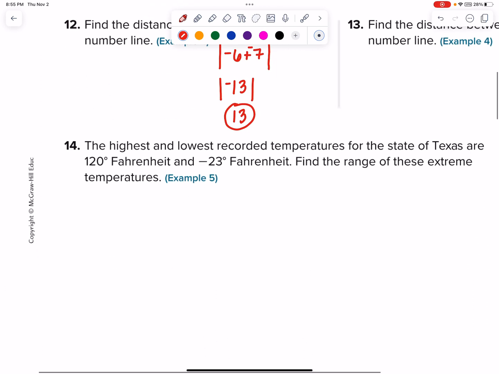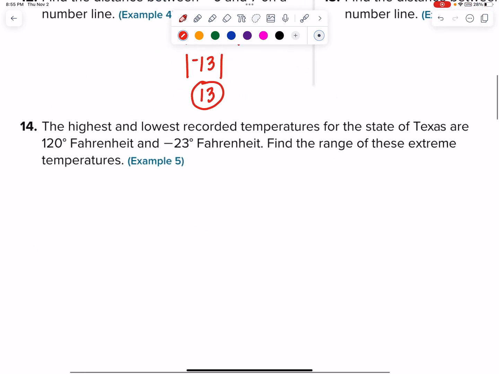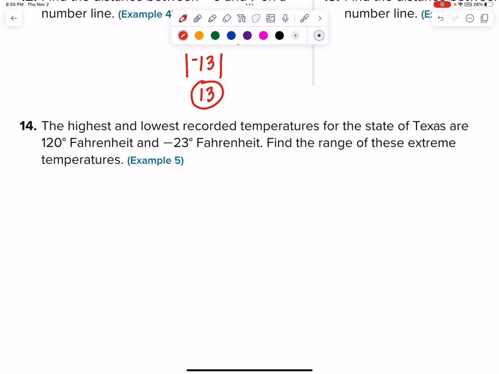Okay. All right, here we go. Number 14. The highest and lowest recorded temperatures for the state of Texas are 120 degrees Fahrenheit and negative 23. Find the range. Range means find the difference between the two. We know that that means subtract. But when we're finding the difference in integers, we know we take the absolute value. Okay, let's go ahead and subtract 120 minus the other one, which is negative 23.